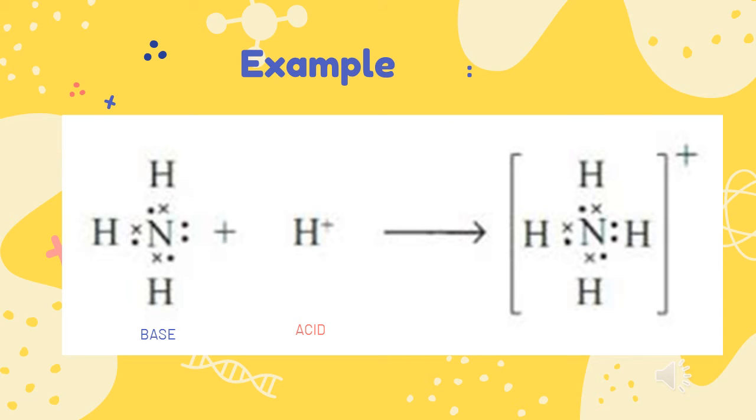Okay, for the next, I have an example from Lewis' theory of acid and base. Ammonia is a base because it provides a lone pair of electrons, while the H+ ion is an acid because it accepts a lone pair of electrons from ammonia. After that, it produces ammonium ions.